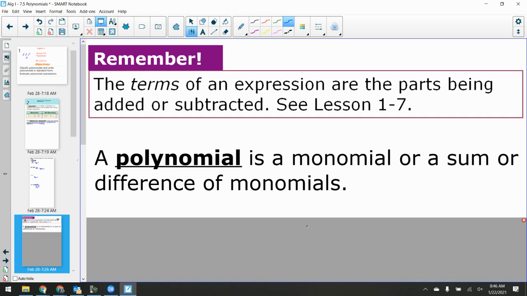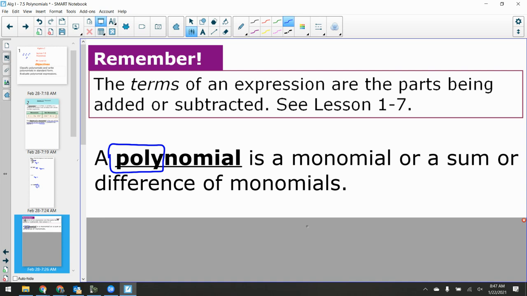Okay, so by definition, a polynomial, and that prefix poly, meaning many, polynomial, like polygon, like polyester, that prefix poly shows up a couple times. I forget whether it's Latin or Greek, but that's a prefix meaning many. Many term is a monomial or sum or difference of monomials. So this is what I can call it, multiple terms.